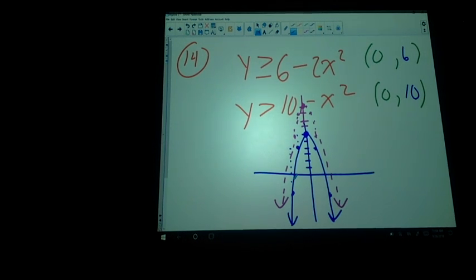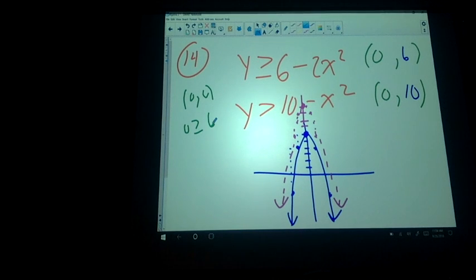All right. (0, 0) is inside the blue. (0, 0) is also inside the purple. Agree? Yeah. So if I use my test point (0, 0), plug it in, I get 0 is greater than or equal to 6. True or false?